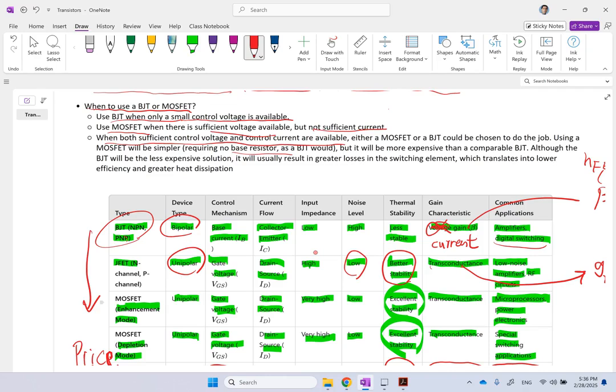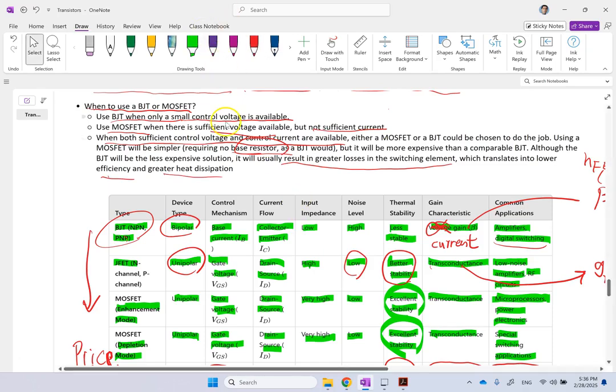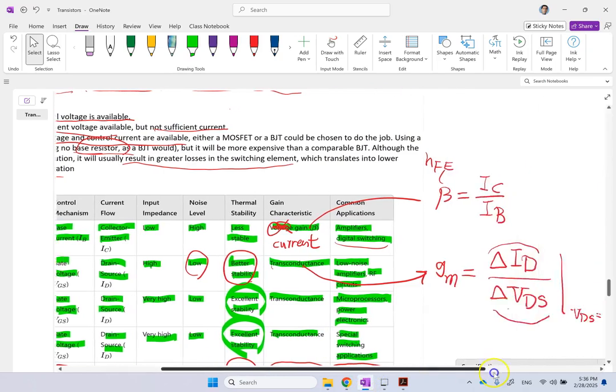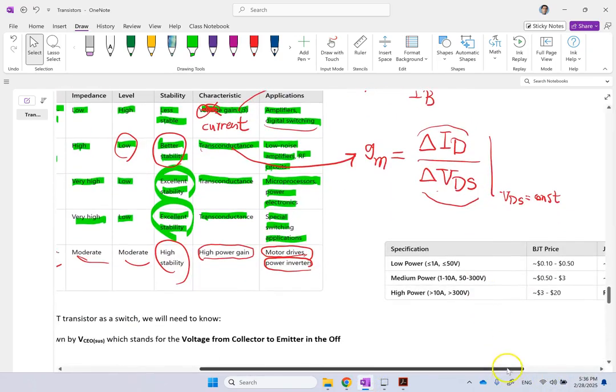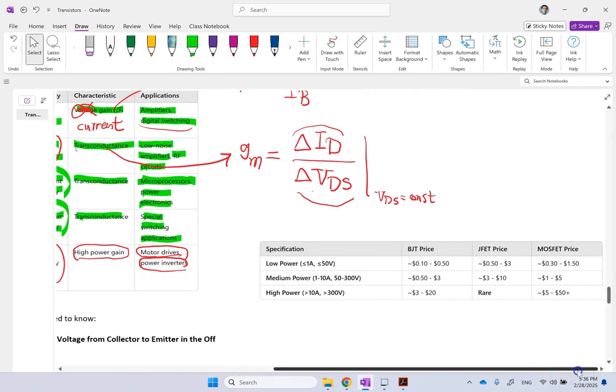Another thing is, since in BJTs you use a base resistor, that resistor is going to dissipate some energy as heat, so you're going to get greater losses in switching, and so you're going to be less efficient and have greater heat dissipation in a BJT. So MOSFETs are really much better. They are easier to work with and everything, but you have to pay the price. And here I made this simple table for you.